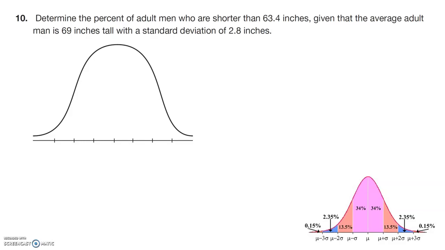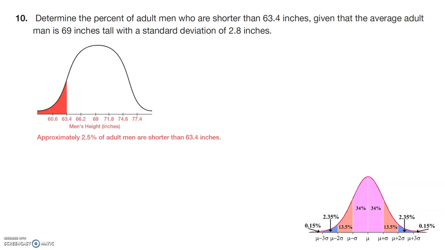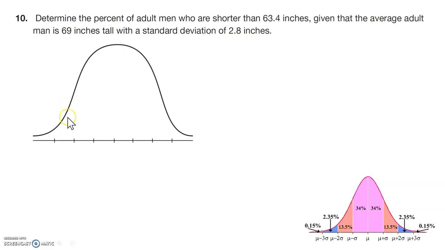Now, it says here that you want to determine the men who are shorter than 63.4. So if you created the numbers correctly, you will know that 63.4 should be around here, right? So you want to know people who are shorter. Do you think you have to shade to the right or to the left if it's shorter? Hopefully you said I need to shade to the left, because it's shorter, right? So we are shading this region.